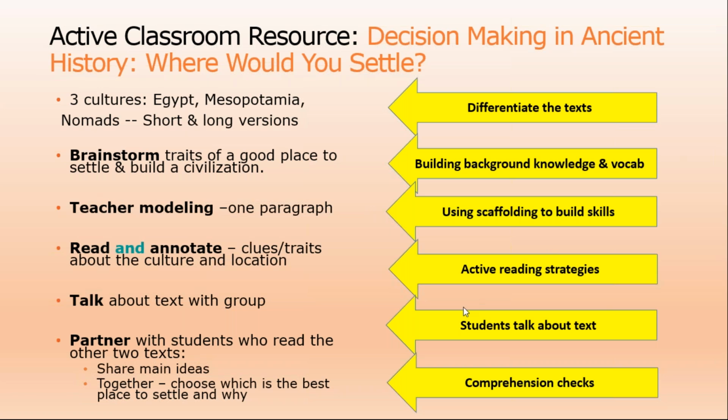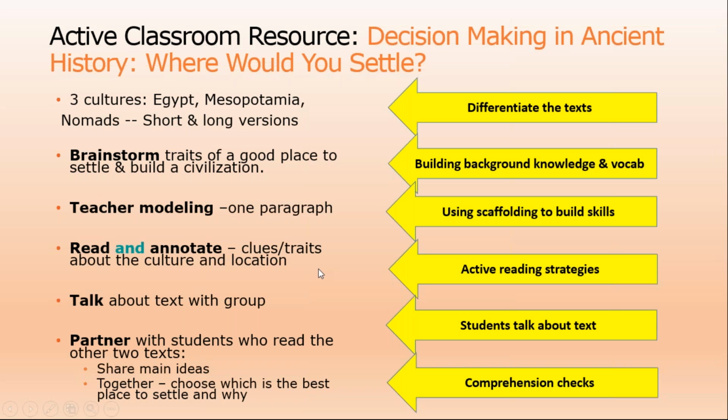And then maybe you divide it up where different students read Society A and Society B, and you have them come together and give some of the main ideas from what they read, and they choose which they think is the best place to settle. So multiple places in there, they're talking to somebody about what they read. And let's see what that looks like.